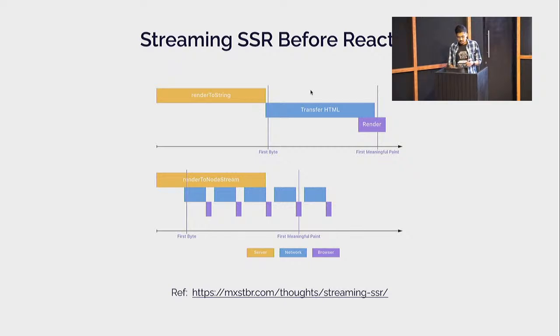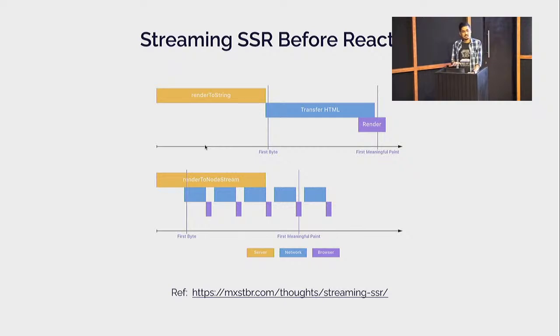As you can see, this illustrates it pretty well. With SSR, you have render to string, and then you get the HTML output, and then you transfer the HTML, and then the client renders it. But with render to node stream, you don't have to wait for it to complete. You can start sending the HTML and the browser will start rendering it. You give it a chunk, the browser will start rendering it, and then another chunk, and the browser will render it again. So you can stream it gradually.